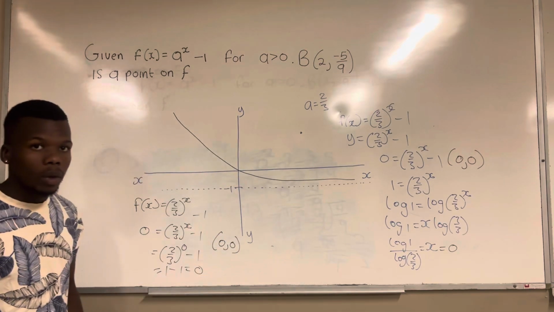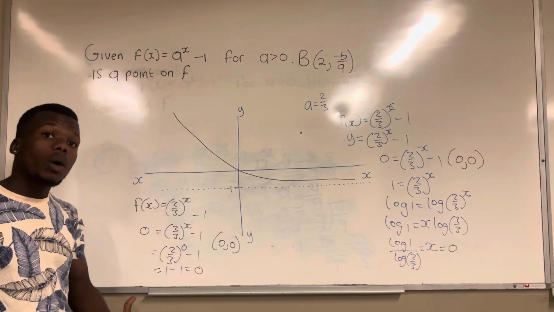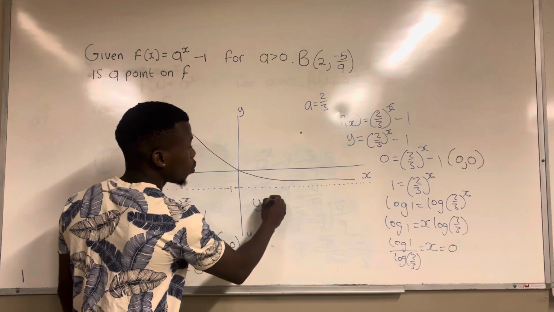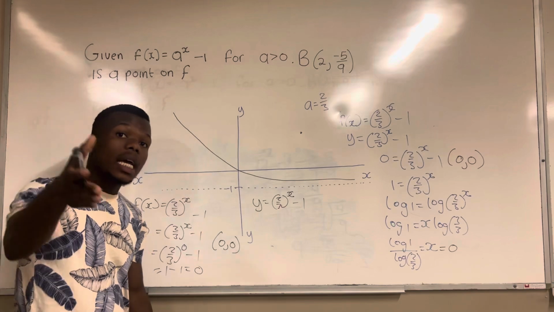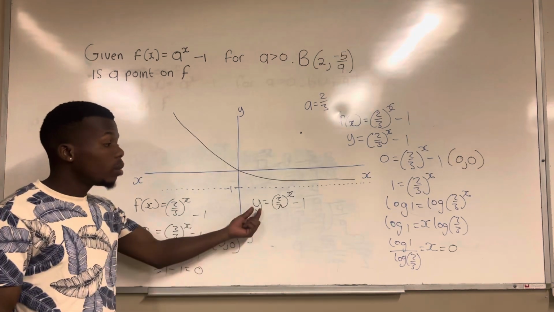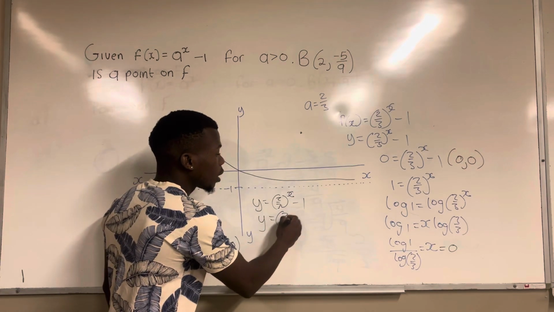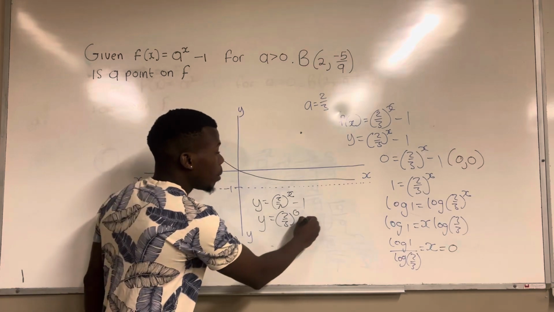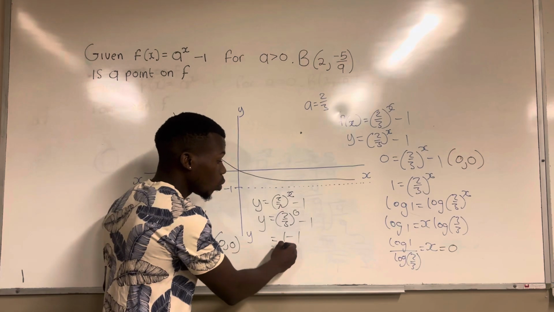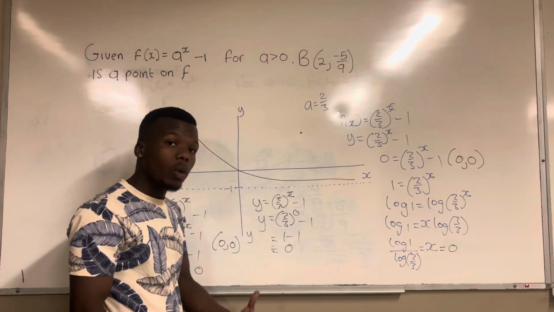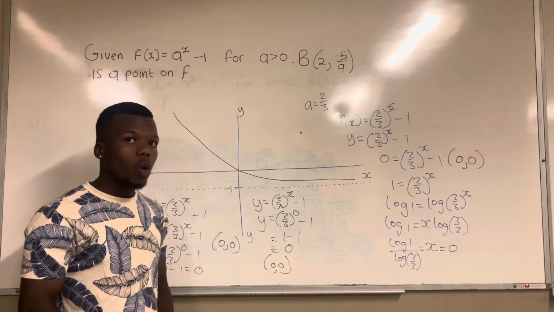0 and 0. Now, remember, for calculating the y-intercept, y is equal to (2/3) to the power of x minus 1. Where I see x, I substitute 0 to calculate my y-intercept. Meaning I will have y equal to (2/3) to the power of 0 minus 1. This is equal to 1 minus 1, which is equal to 0. It means also my y-intercept is 0 and 0. Let's go to the next question.